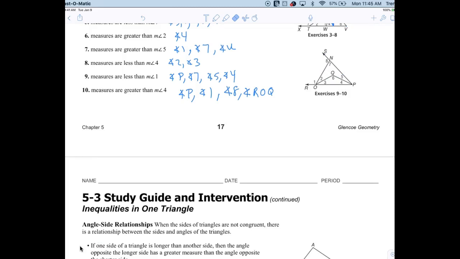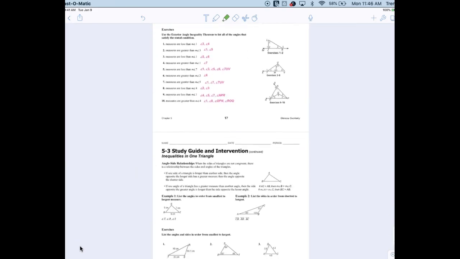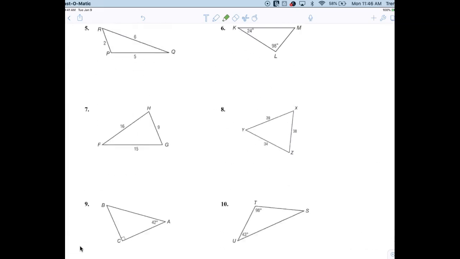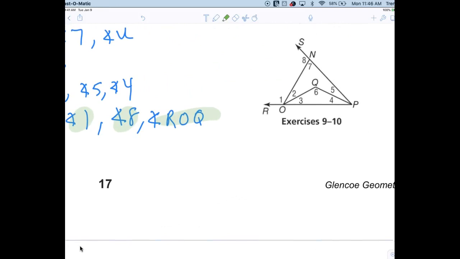So how many did we pick off? I'm going to double check my work. 1, 2, 3. Does everybody agree? 4. Yeah, right. So let's see what the answer says. 1, 2, 3, 4. Okay, so we seem good. I don't see how you got ROQ. So let's find ROQ. Let's look. I'm going to highlight it. ROQ.